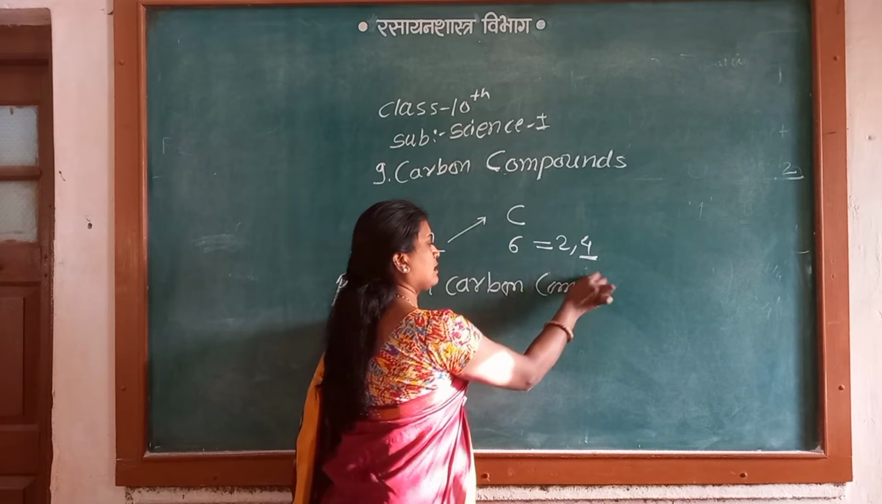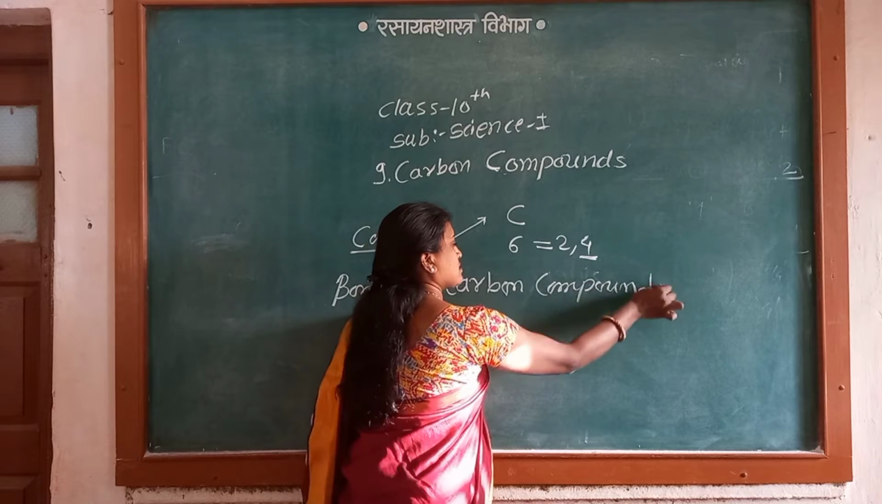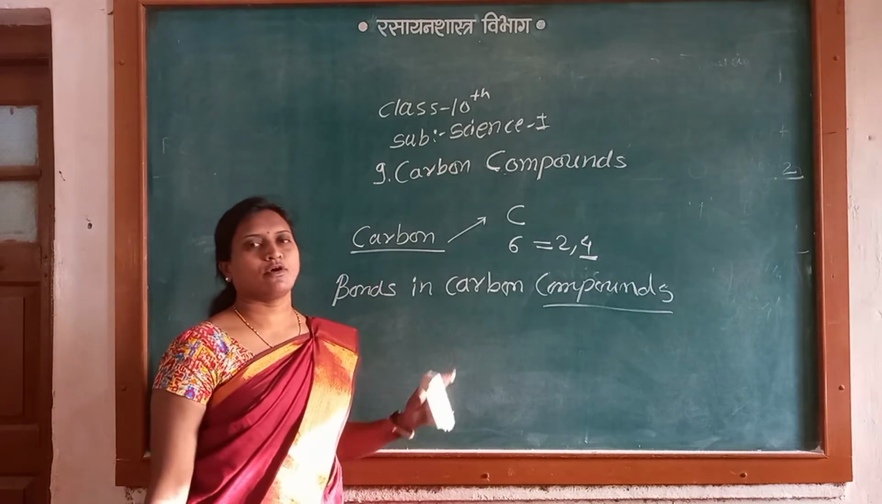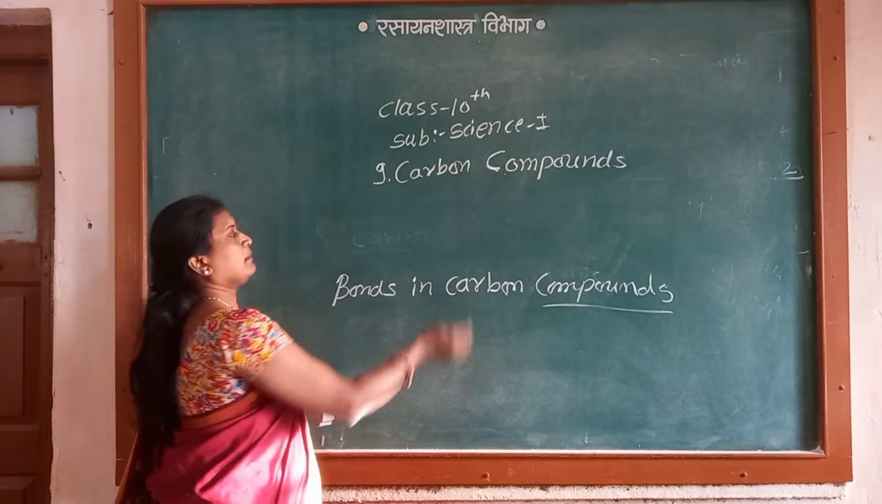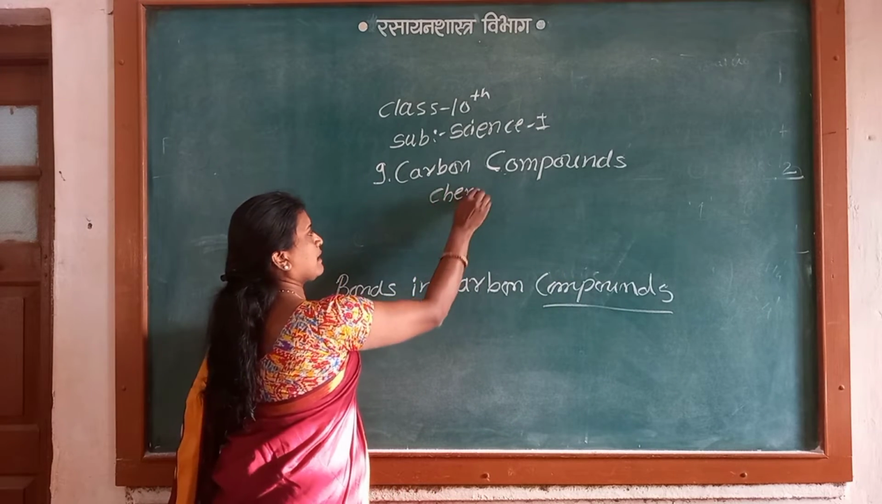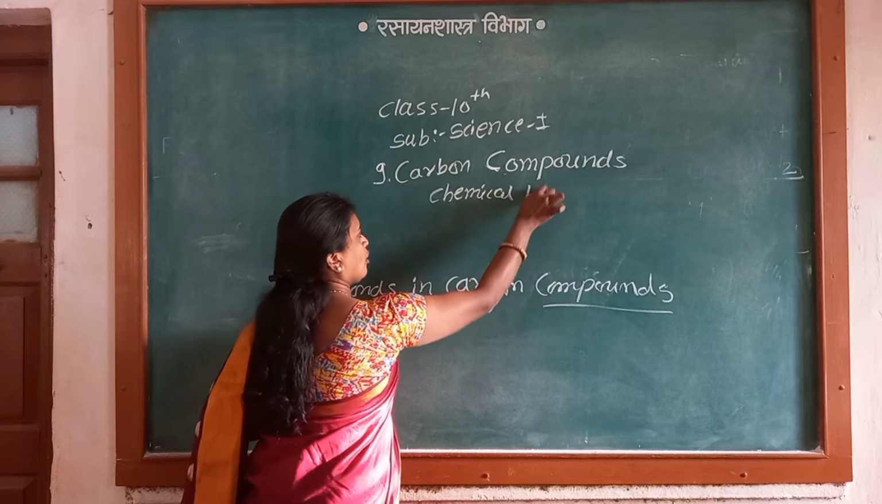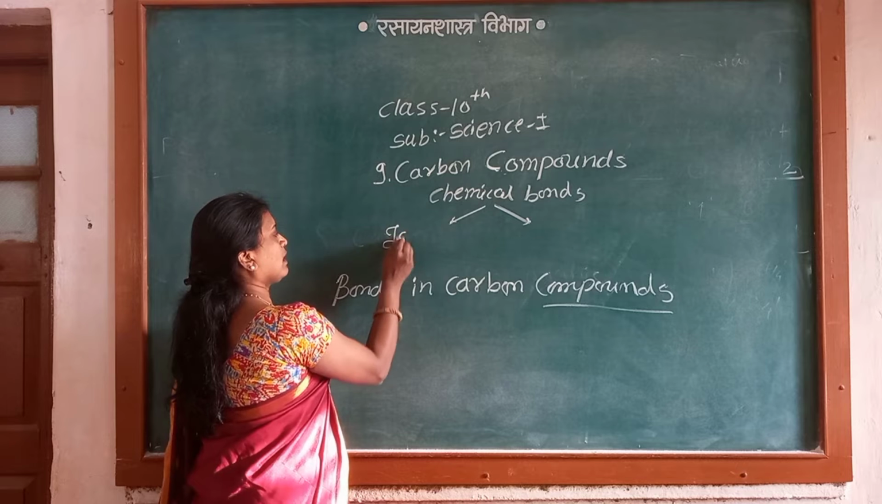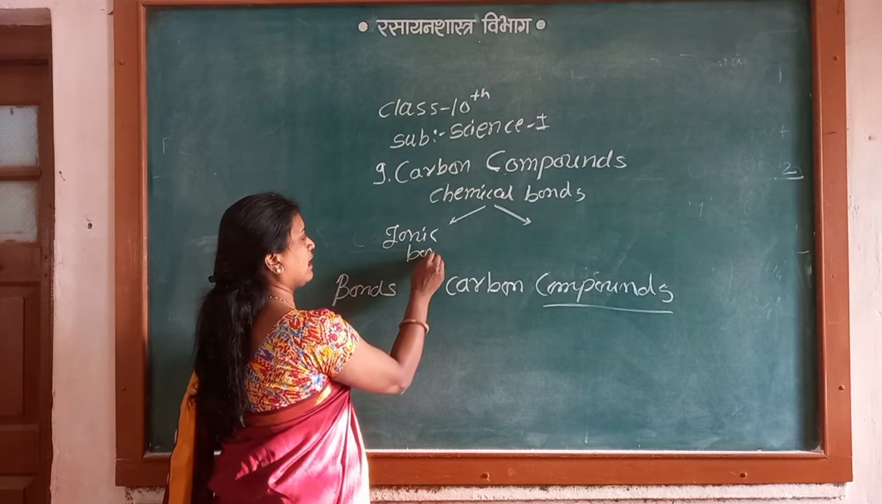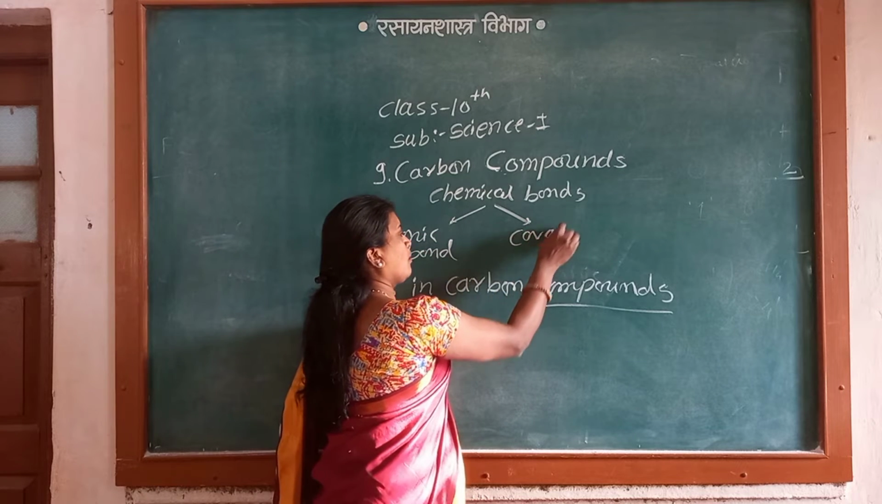Bonds in carbon compounds. So how are chemical bonds formed by carbon compounds? Chemical bonds are mainly of two types. Which are those, dear students? One is ionic bond and another is covalent bond.